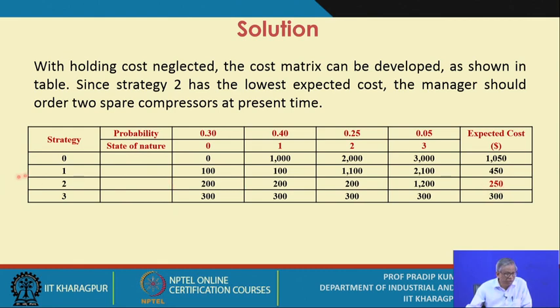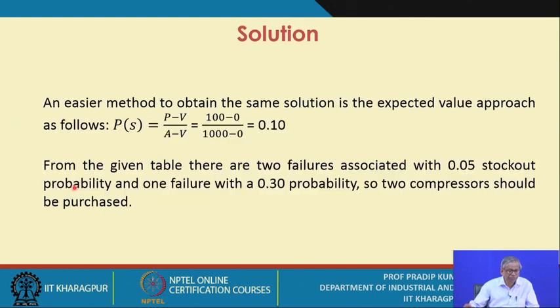So, against 250 your ordering strategy is 2. So, that is the solution. Okay. So, this way you get a solution. Now, if you form the cost matrix, you get the solution when the probability values are known. And an easier method to obtain the same solution is the expected value approach.